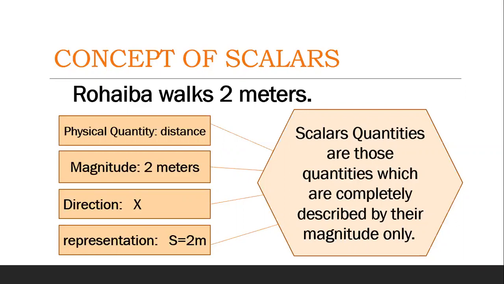So there's a sentence written in front of you. Ruheba walks 2 meters. From the sentence, you're getting a sense that Ruheba has covered a distance of 2 meters, or is covering a distance of 2 meters. So the physical quantity is distance, magnitude 2 meters, 2 being a number, meter its unit.